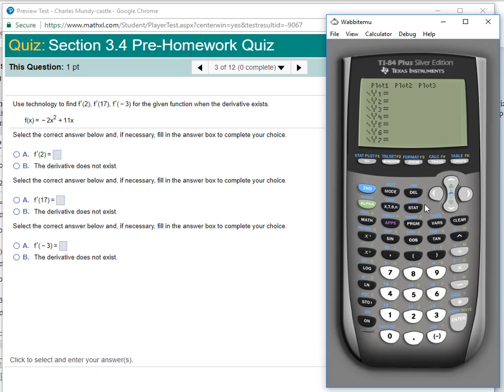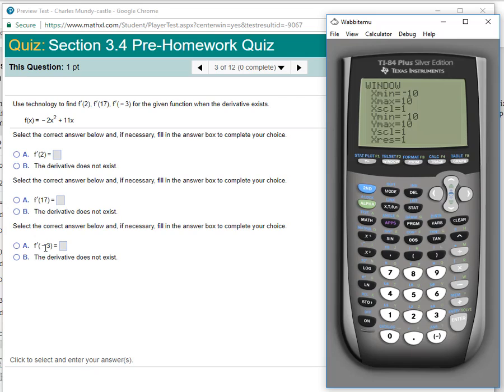So we'll do that here. We press y equals and enter the function: negative 2x squared plus 11x, and enter. Then you can answer these questions on the graph, but we have to notice the x values that we're looking at here: 2, 17, and negative 3. So I'm going to have to change the window so that I can see these values.